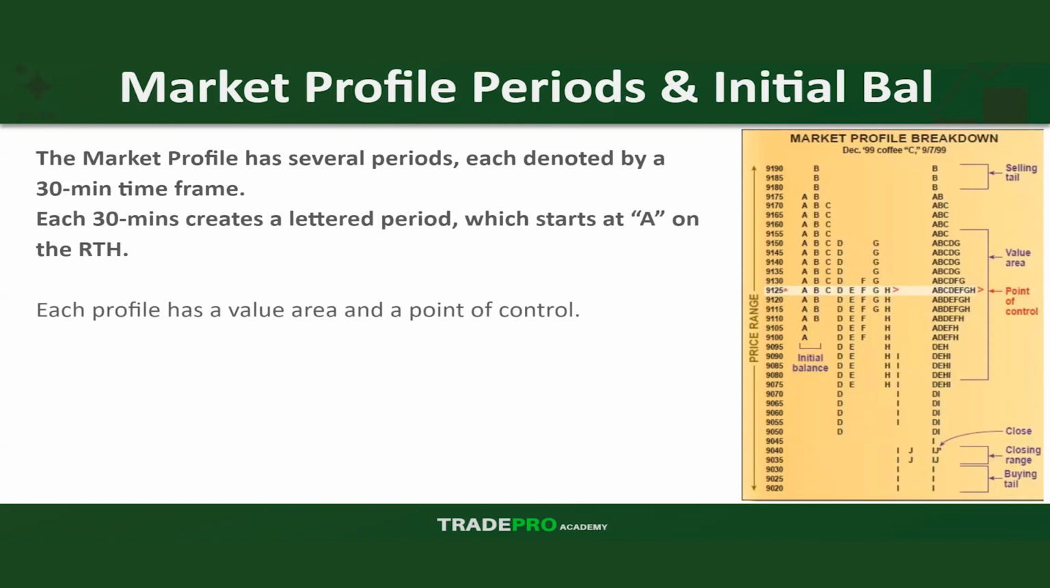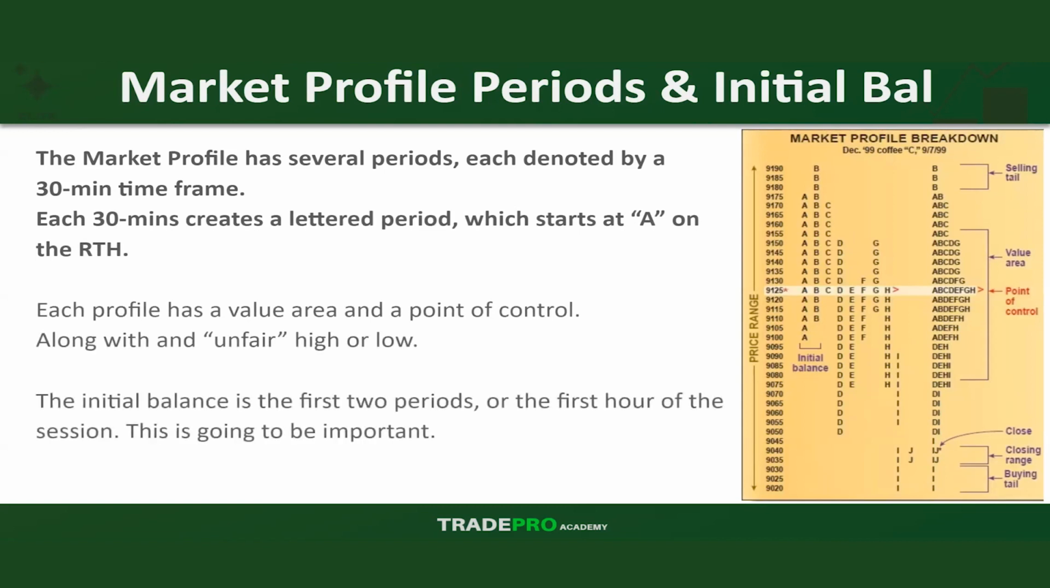Now, each profile has a value area and a point of control, along with an unfair high or low. Now, the initial balance is the first two periods or the first hour of the session. This is going to be important later on. Understanding the initial balance, where the highs and lows of the initial balance sit, is going to help us with this mean reversion strategy.